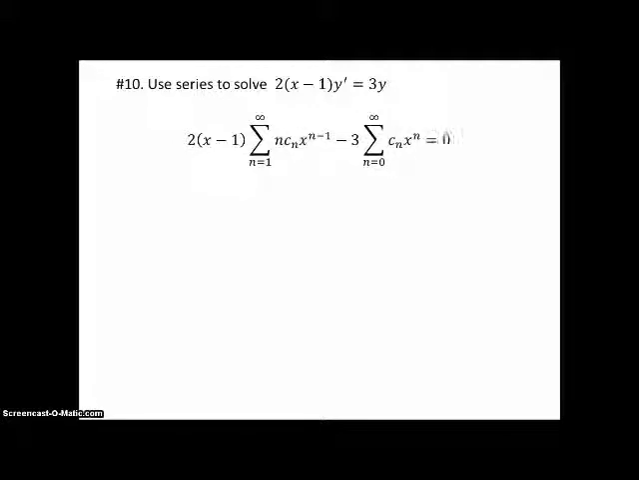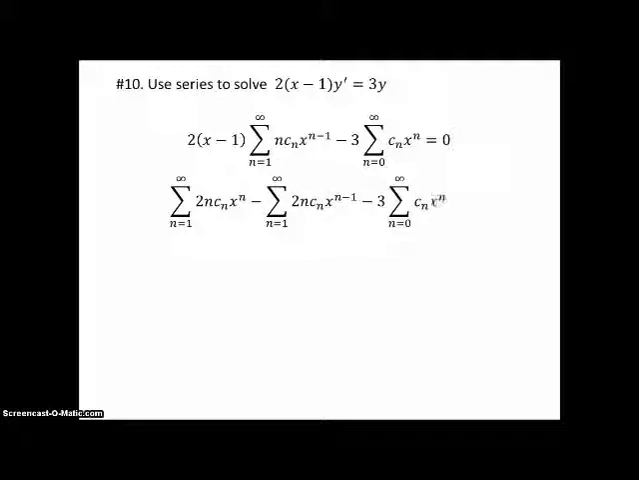Number 10, use series to solve 2 times quantity x minus 1 times y prime equals 3y. Okay, so we got 2 times x minus 1 times a series for y prime. Then I brought the 3y over and rewrote y as its series, and then that equals 0. Well, now what are we going to do next? We got this x minus 1 thing. First, you have to distribute your 2x and your minus 2.